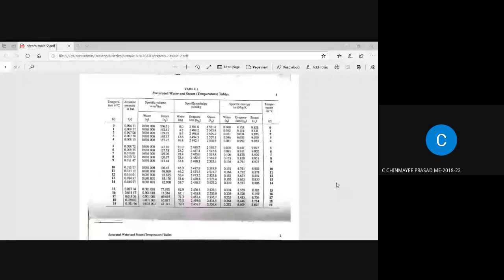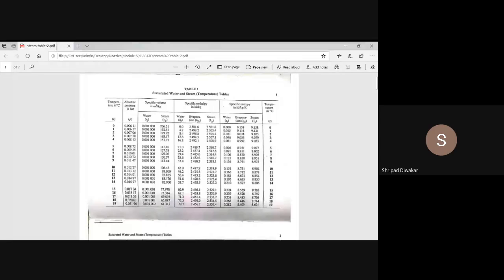Okay. Are you able to see the contents on the screen, guys? Can you see the contents? No, sir. Yes, sir. Now I can. Okay. Are you able to see? Are you getting the screen? You can see the contents on the screen. Yes, sir.